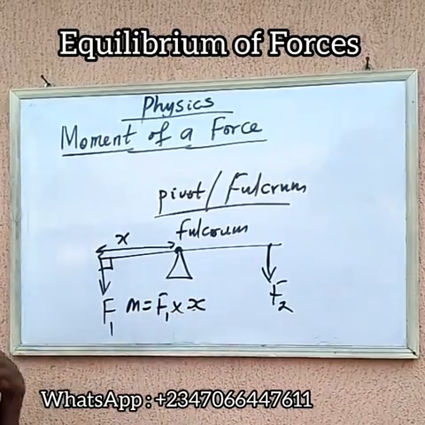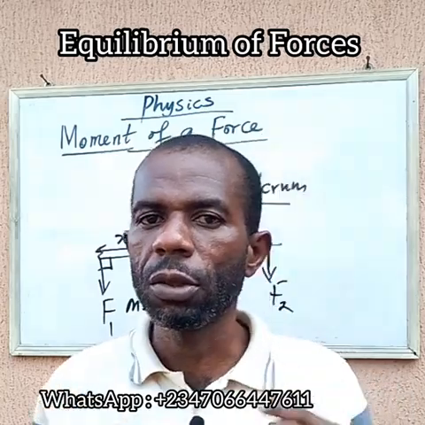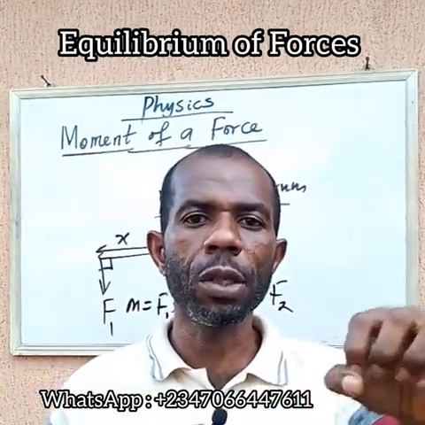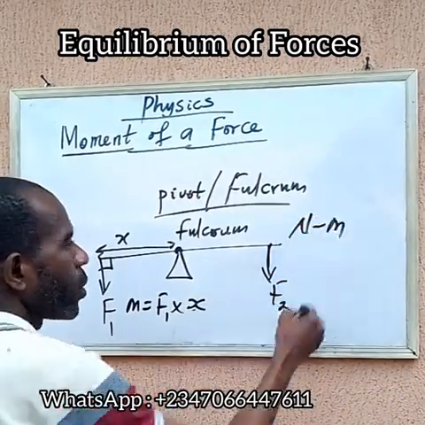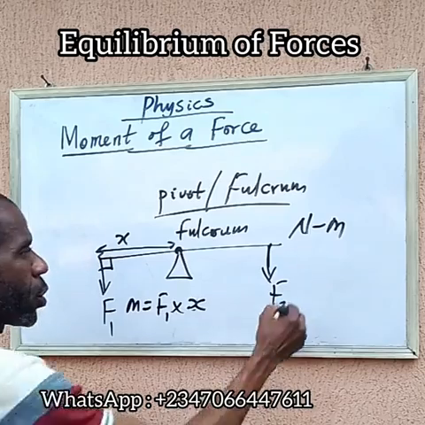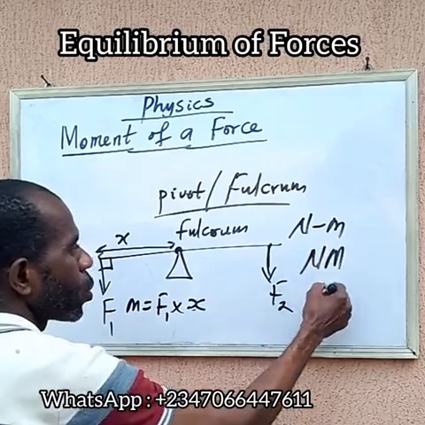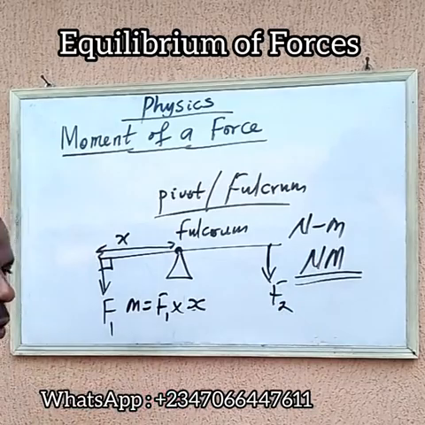So moment is a vector quantity. So the SI unit of moment is Newton meter. So that is where we have Newton meter. So this is the SI unit of moment. You can simply say Newton meter. So it is a vector quantity.